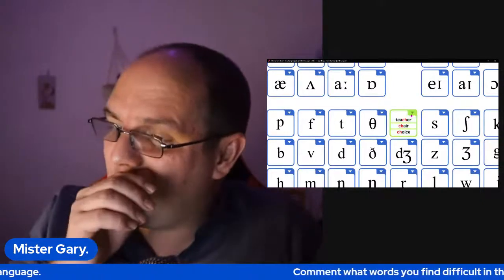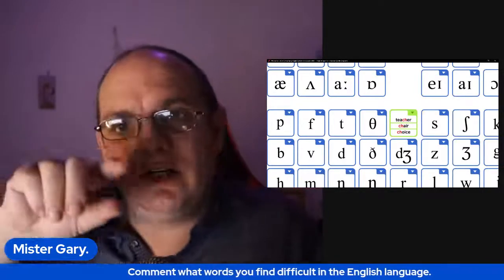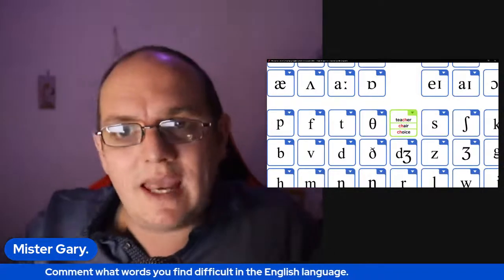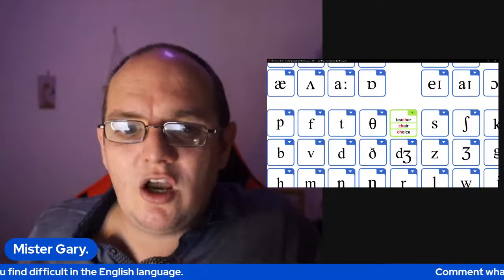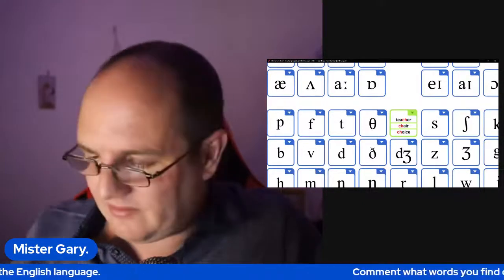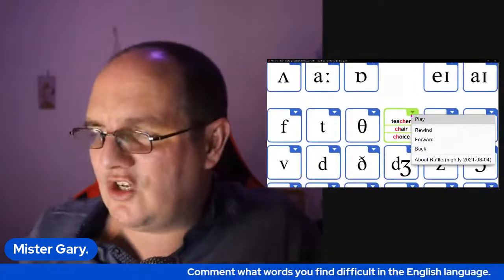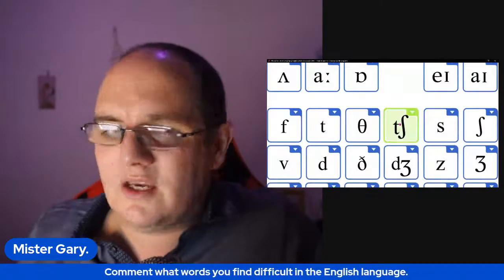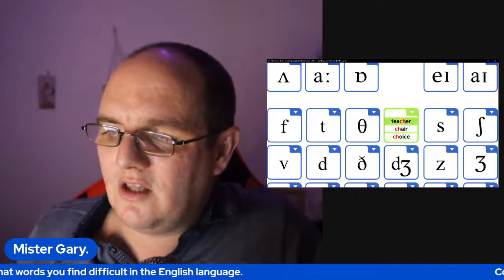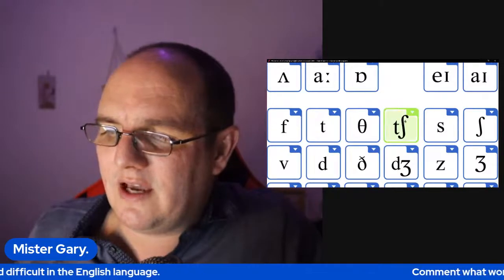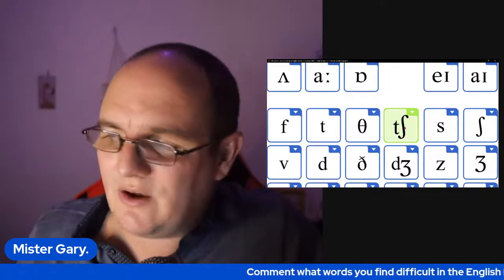Now, this one is a little bit similar. They're all very similar, right? You'll notice that they just blend into each other, do these. Ch, ch, ch. Teacher. So that's the t and the long, if you, that there symbol is producing the h sound, alright?